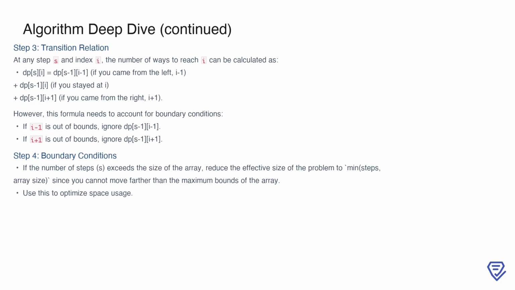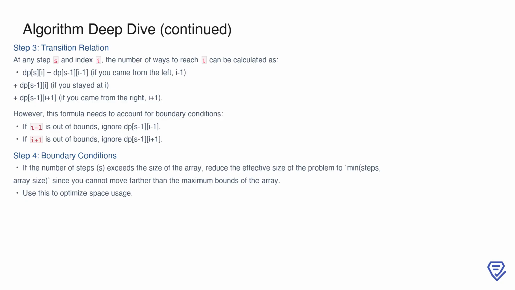Now, let's move on to the transition relation. At any step s in index i, the number of ways to reach i can be calculated by considering 3 possibilities. First, you might have come from the left, which is represented by dp[s-1][i-1]. Second, you might have stayed at the same index, which is dp[s-1][i]. And third, you might have come from the right, which is dp[s-1][i+1]. Adding these 3 values gives us dp[s][i]. However, we must account for boundary conditions. If i-1 is out of bounds, we ignore dp[s-1][i-1].